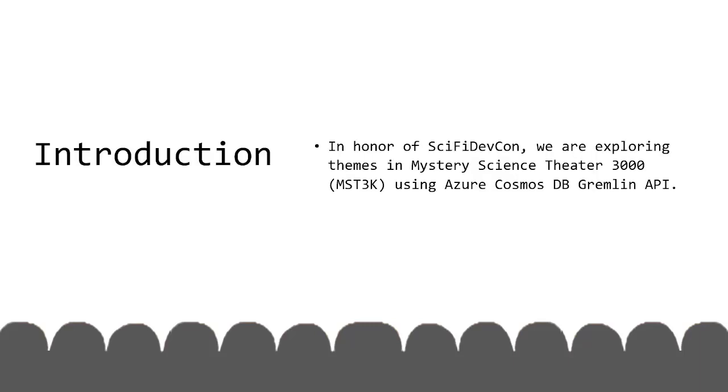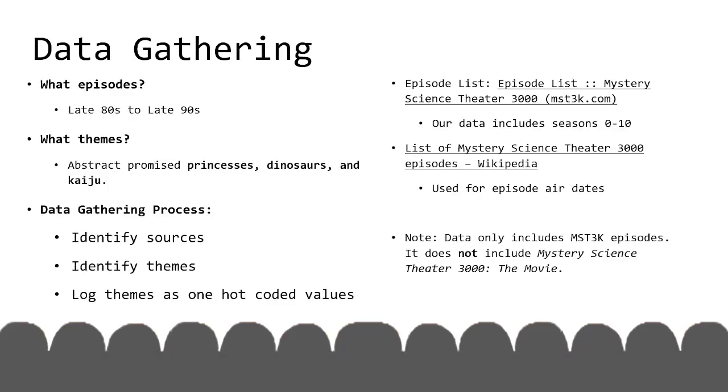In honor of SciFiDevCon, I chose the theme to look at Mystery Science Theater 3000 and some recurring themes. So let's take a look and see what I found, but first, how did I get this data? Where did it even come from? Searching for data for Mystery Science Theater 3000 proved to be very difficult, so I ended up creating my own data. The episodes we're looking at are from the late 80s to the late 90s, and in the abstract for this talk, I promised princesses, dinosaurs, and kaiju. There are also a few other themes included.